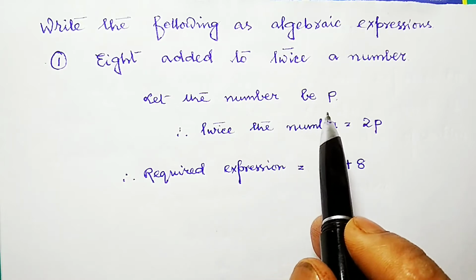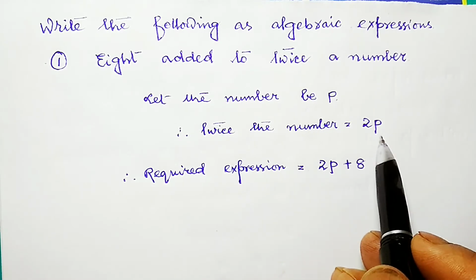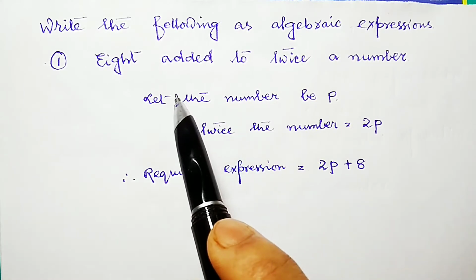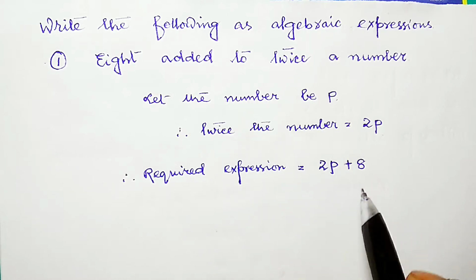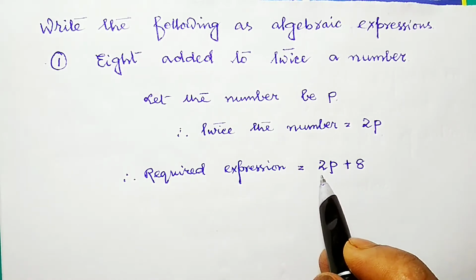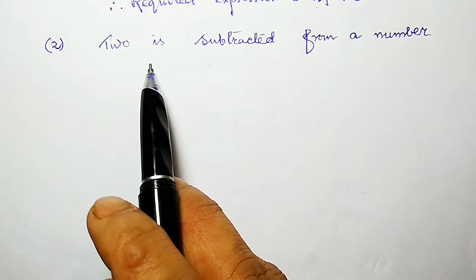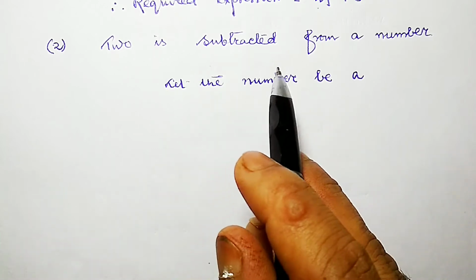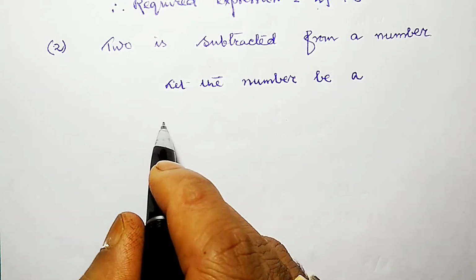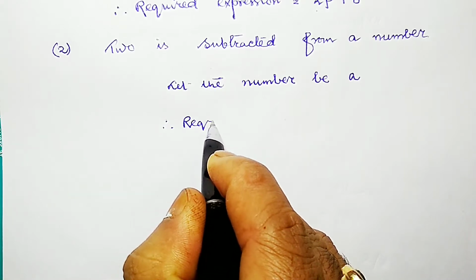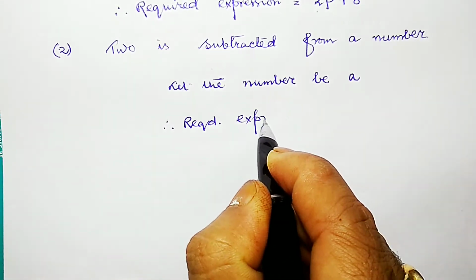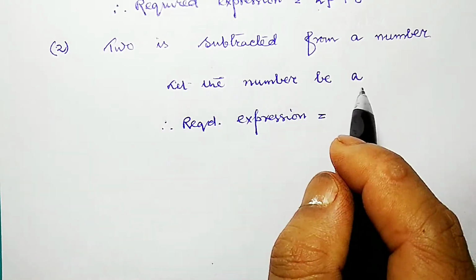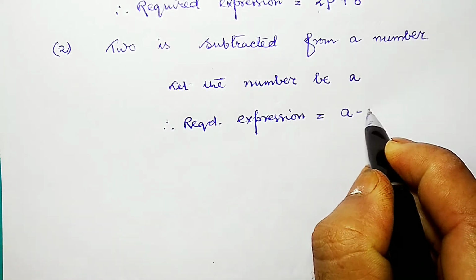So we have considered the number to be p. So twice the number will be twice p. Twice p means 2 into p. Now we have to add 8. So the required expression will be twice p plus 8. Next, 2 is subtracted from a number. Let the number be a. Now 2 is subtracted from it. Therefore, the required expression is: 2 is subtracted from what? From this number. So it will be a minus 2.